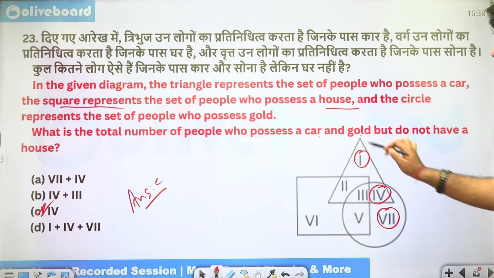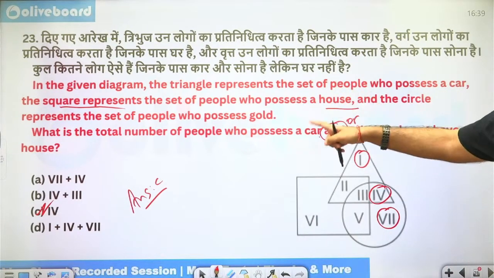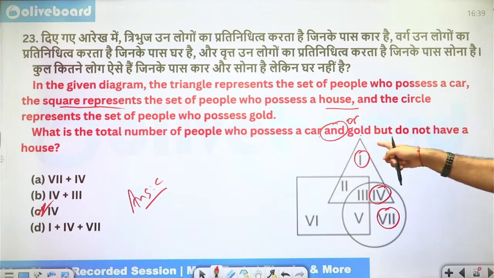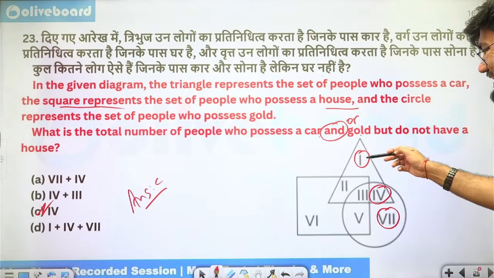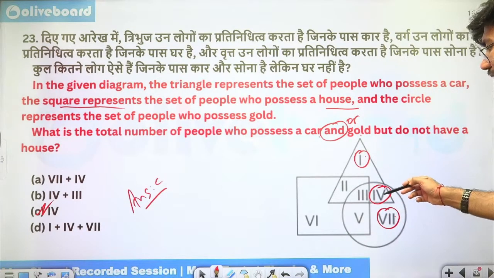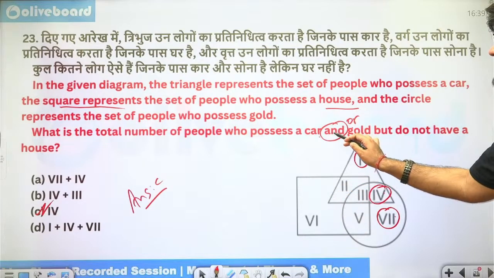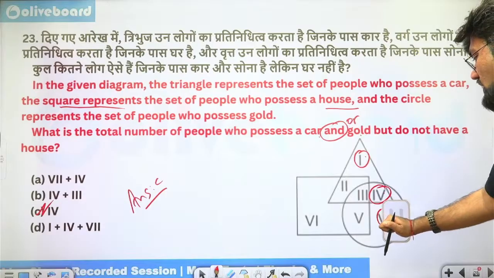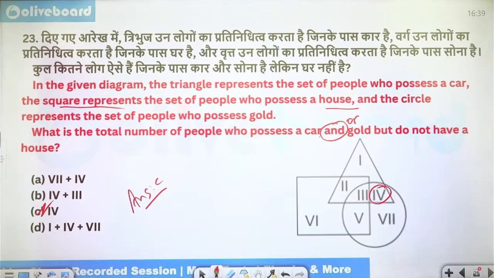You could have done that if this was "or" instead of "and". If the question was what is the total number of people who possess a car or gold but not a house, so a car or gold can be either 1, 7 or 4. So 1 plus 4 plus 7 will be the correct answer. But since it is asking you "and", then you will not consider these cases. It has to be both of them simultaneously. Hence option C is the right answer.